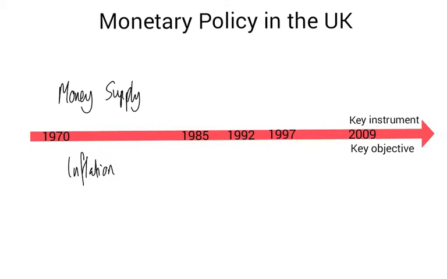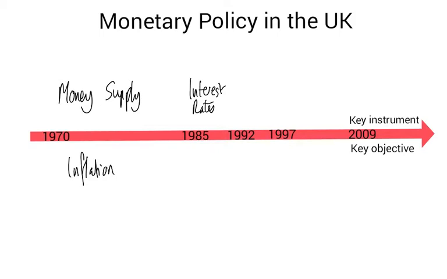So the target, the objective was the control of inflation, and the key instrument that was being used was control of the money supply. And that continued up until 1985. In 1985, control of the money supply was abolished in large part, mainly because of these disagreements that I was talking about. They couldn't actually decide what form of money supply they were actually going to control. So at that point, the key instrument became interest rates, and the Bank of England in the UK started to use the interest rates.